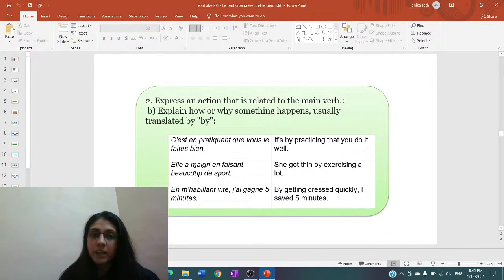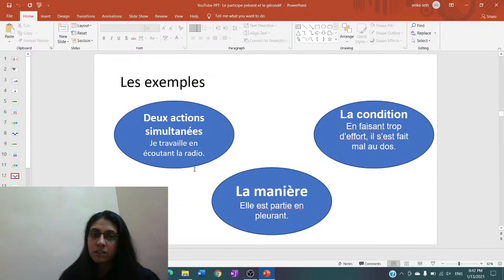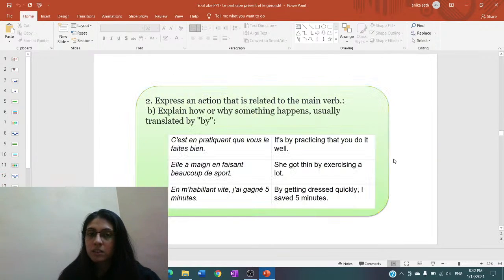The second point, explain how or why something is happening, translated by using by. So in this one, like we said, en faisant trop d'effort, il s'est fait mal au dos. By doing too much effort, he hurt his back. C'est en pratiquant que vous le faites bien. It is by practicing that you do it well. Comment vous le faites bien? En pratiquant. How will you do it well? By practicing.